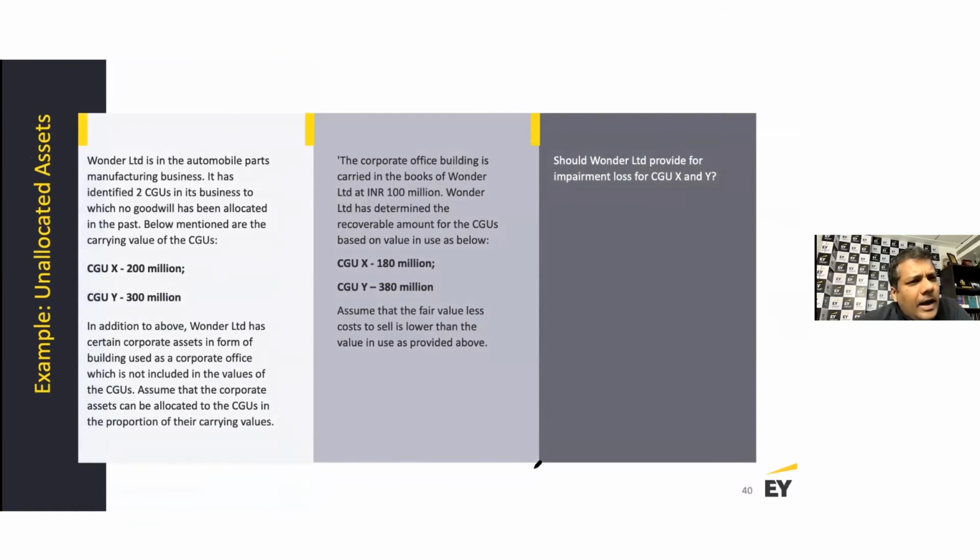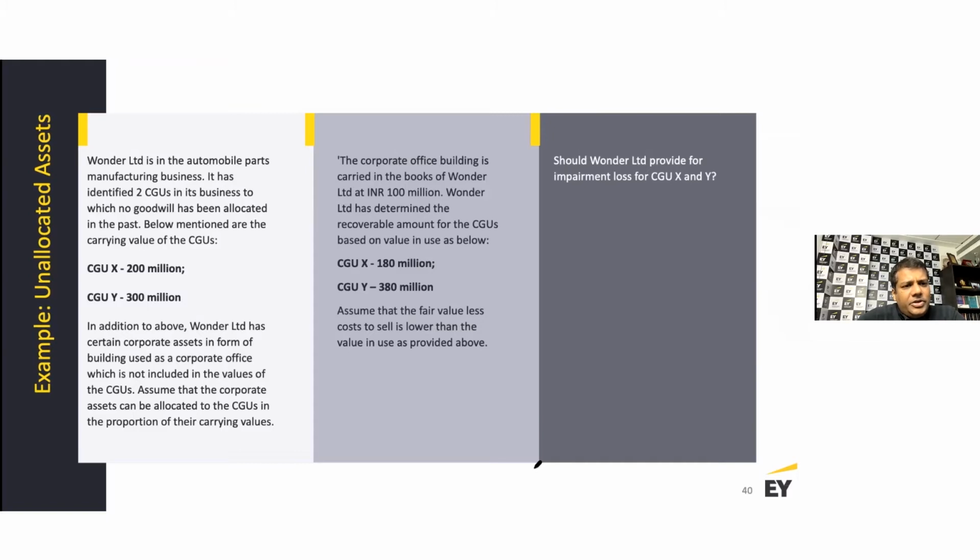Now, Wonder Limited is in the automobile parts manufacturing business. It has identified two CGUs in its business to which no goodwill has been allocated in the past. Below are the carrying values of the CGUs. CGU X is 200 million and CGU Y is 300 million.